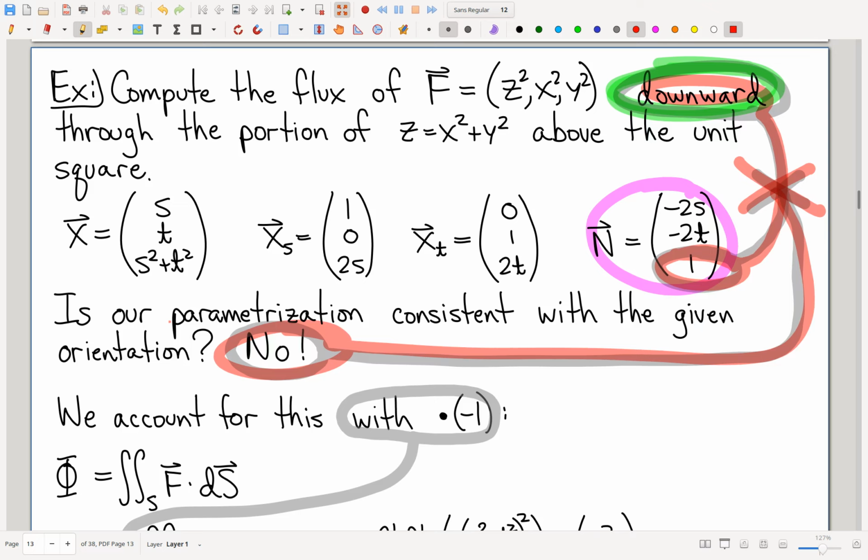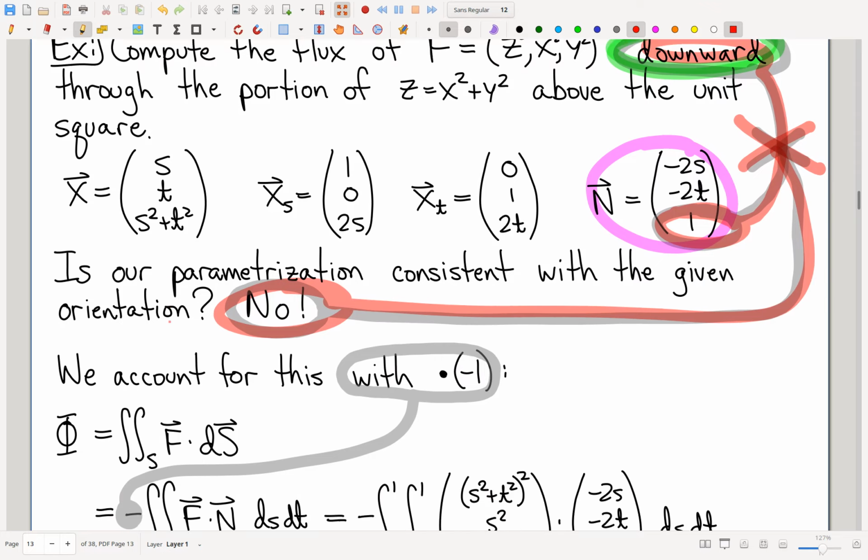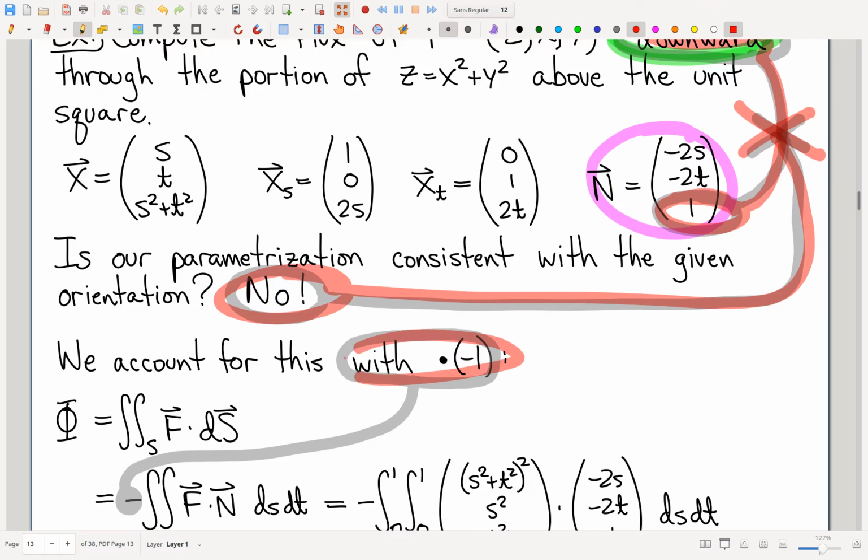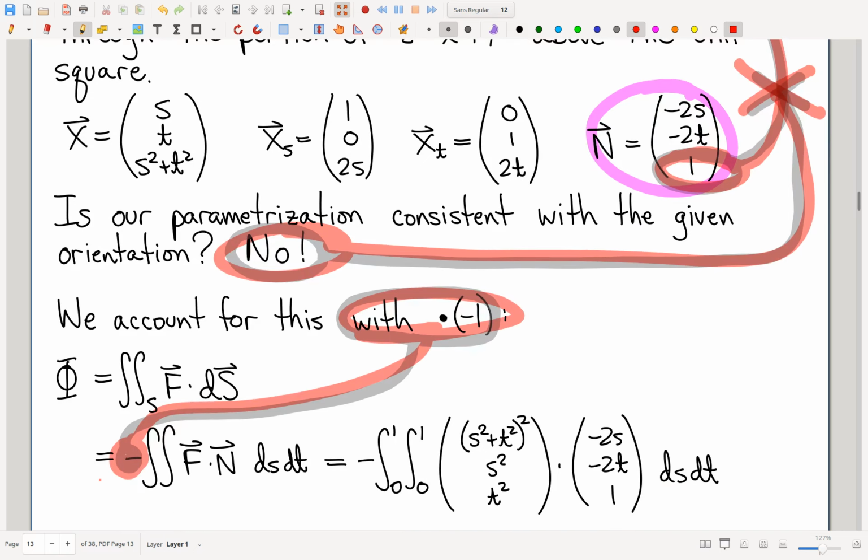Am I going to redo the whole process? Am I going to come up with a brand new parameterization, hoping that my brand new parameterization will be oriented the right way? No, don't bother with that. Just fix it. I messed up my orientation. I fix it with a minus sign, and I proceed. And everything's all better. That make sense to everybody?